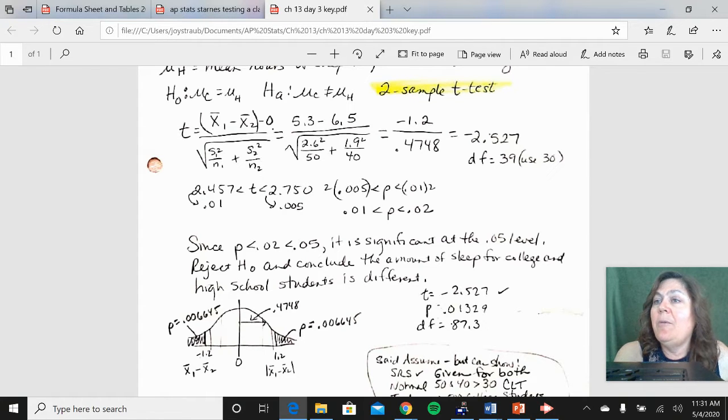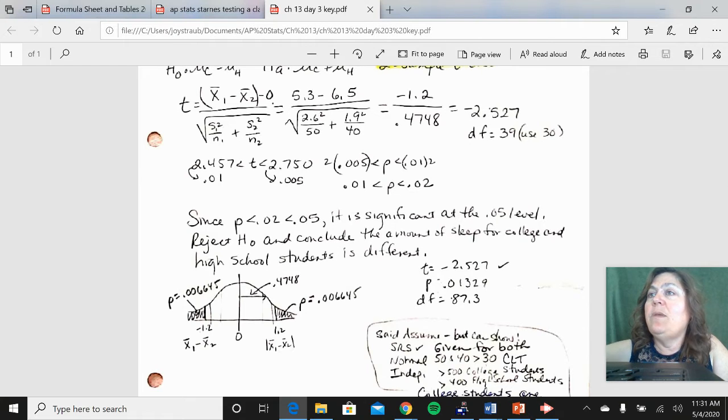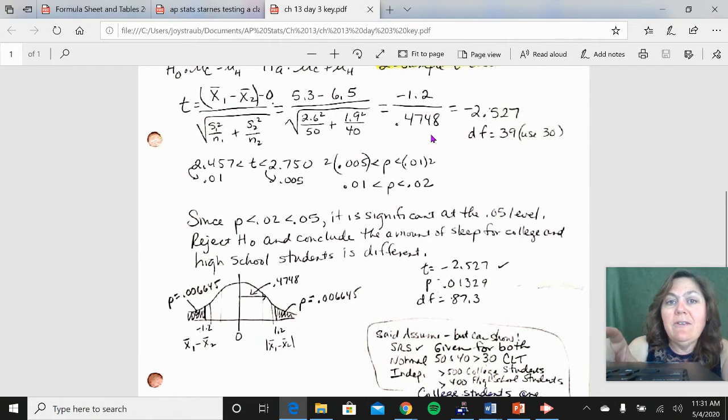Okay. When I ran this through the calculator, it gave me 0.01329. So if you ran the calculator command, that's probably what you got instead. Remember that you have to divide that p-value in half on your sketch. So here was our t. The way we did this was negative 1.2 here. All right. And our SE is 0.4748, this formula here in the denominator. Even if you do your calculator command, you must go do the math for that.